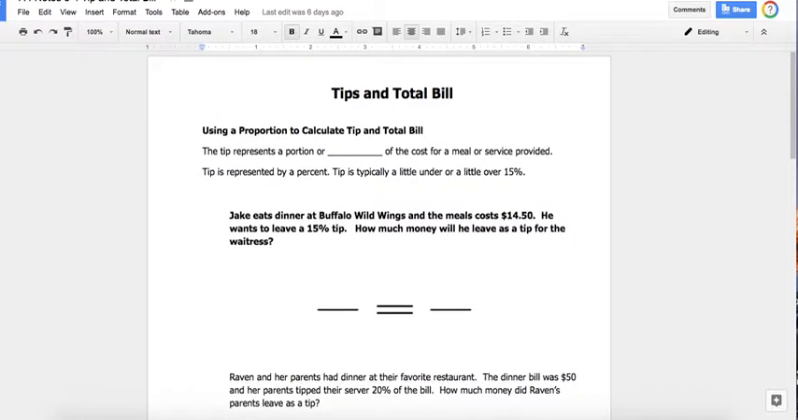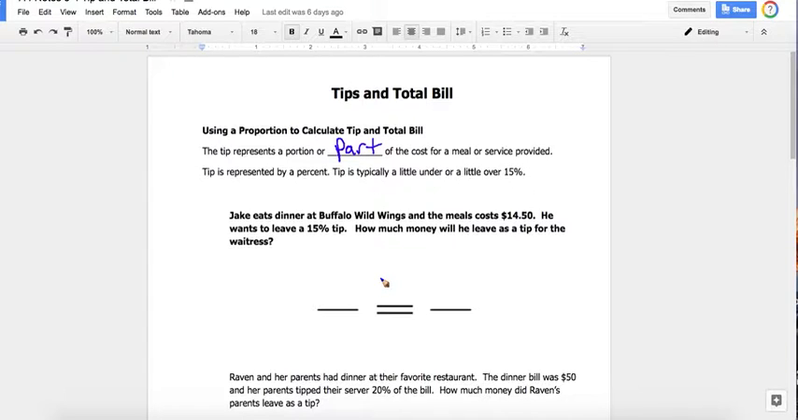Okay, so the tip represents a portion or part of the cost for a meal or service provided. Tip is represented by a percent, and tip is typically a little under, a little over 15%. Now, a lot of people that I know tip upwards of 20% of the actual bill.